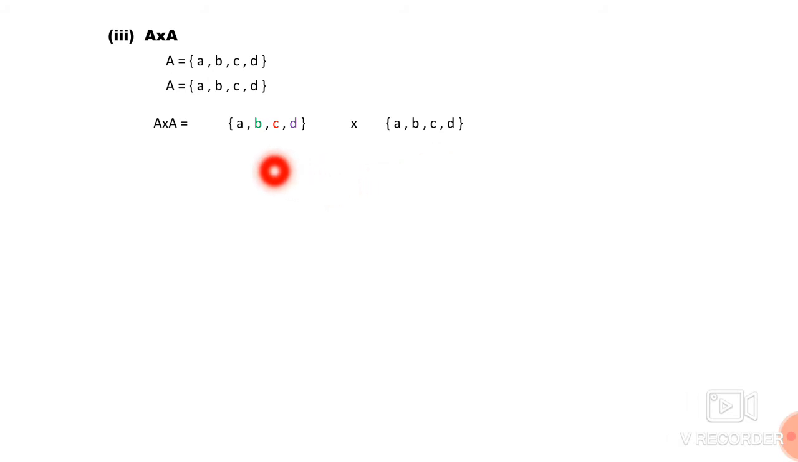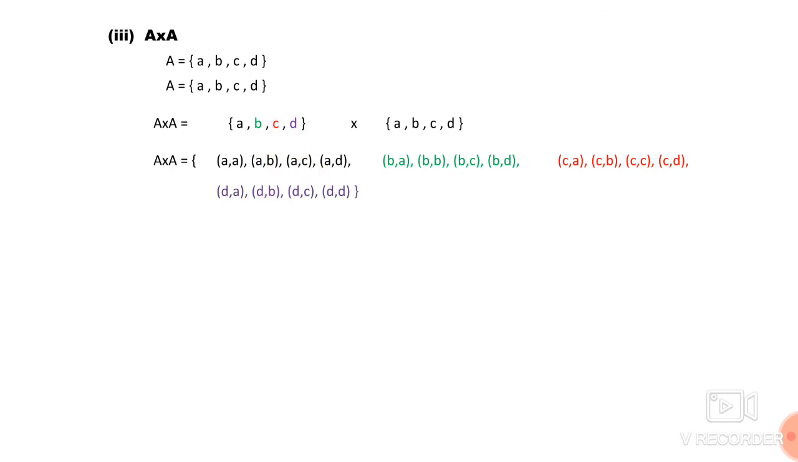Now start making the ordered pairs. First, we will make the pairs of this a with this a, b, c, and d. It means pairs of a will be aa, ab, ac, ad. Then we will make the pairs of b: ba, bb, bc, bd. These are the pairs of b. The same thing happens for this c and for this d. Now we can check that we have made 16 ordered pairs. In the same way you will find B cross B.